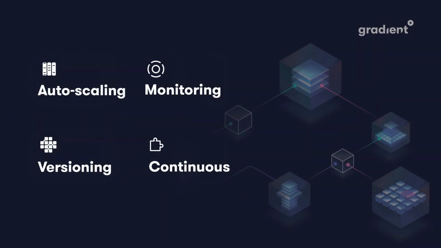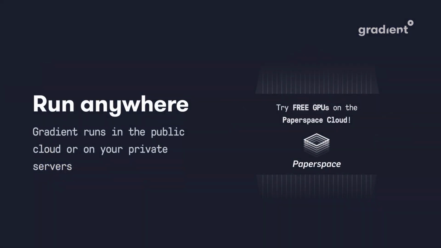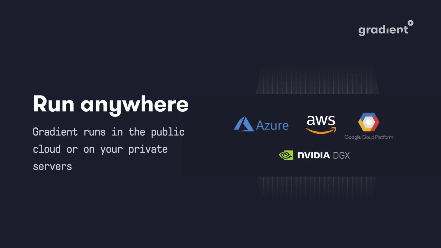For more advanced workflows, you can compose each step as a fully automated pipeline, from data processing to model inference. In addition to our managed cloud instances, you can run Gradient on your own infrastructure. Easily schedule jobs on AWS, Google Cloud, Azure, or your own servers with the open-source Gradient installer.